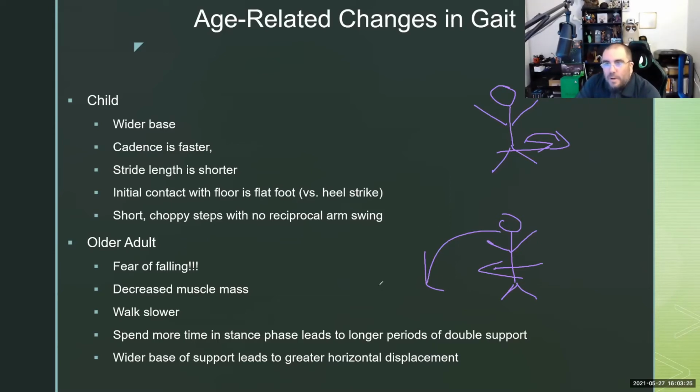So adults, what happens and changes their gait? Well, they start being afraid of falling. It's the number one reason adults say they don't walk.